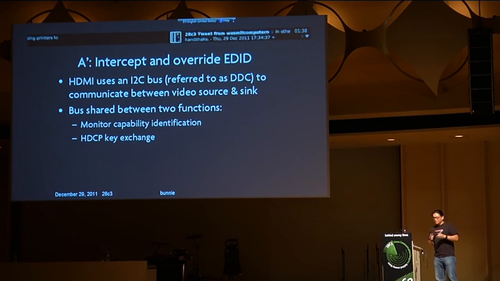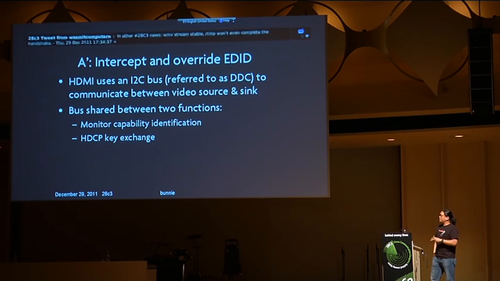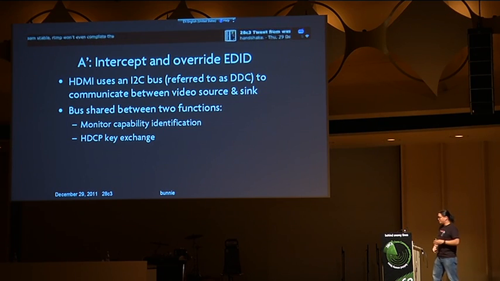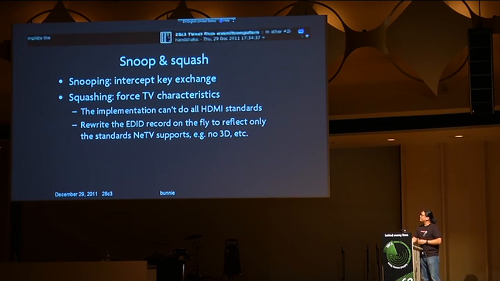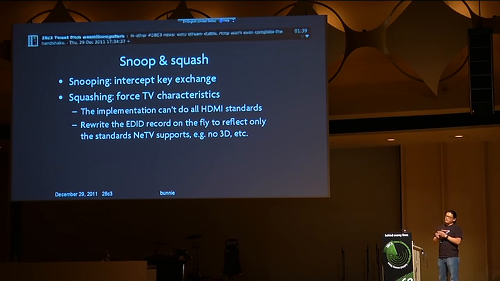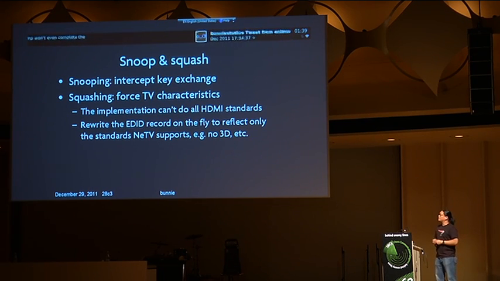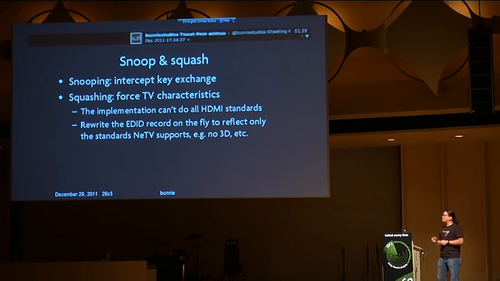Because it's a single bus called DDC, basically I2C over HDMI, and it's shared between two functions: the monitor capability identification and the key exchange itself. There are two things that we need to do. We need to snoop it, and we also need to squash it. Snooping is easy. You just watch the key exchange and see the bits go by. The squashing is a little more complicated and interesting.